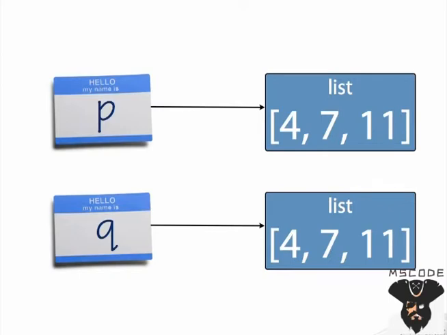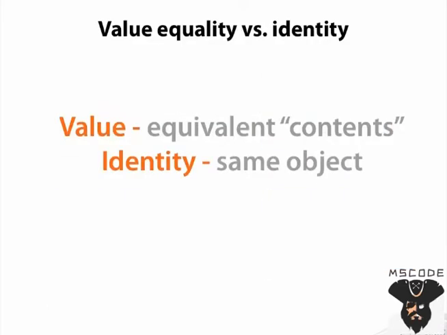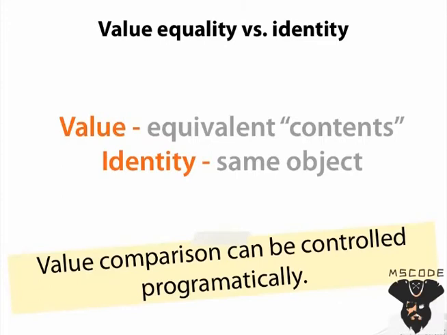The values contained in the objects are the same, that is, they are equivalent, or value equal, even though they have different identities. Value equality and identity are fundamentally different notions of equality, and it's important to keep them separate in your mind. It's also worth noting that value comparison is something that is defined programmatically. When you define types, you can control how that class determines value equality.